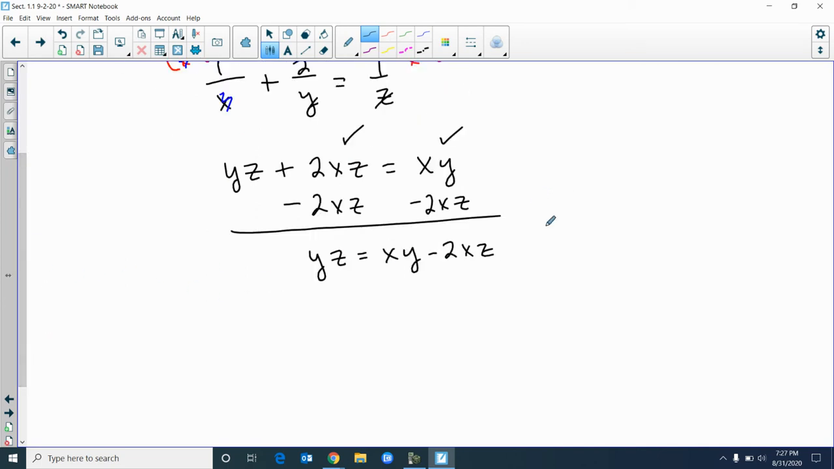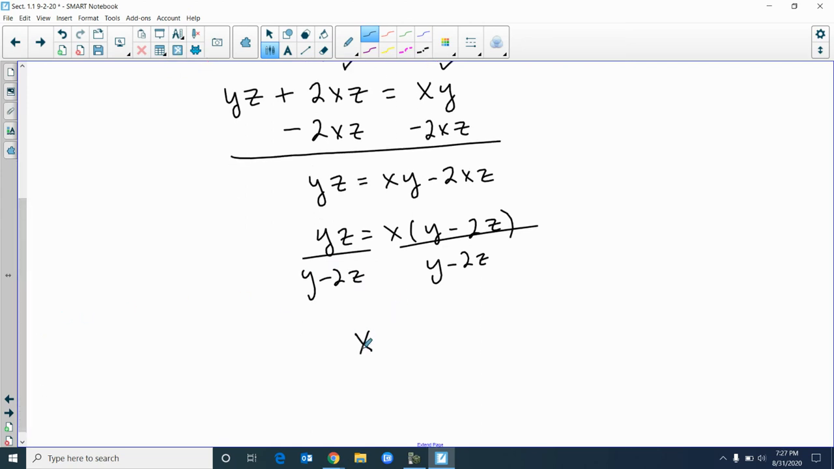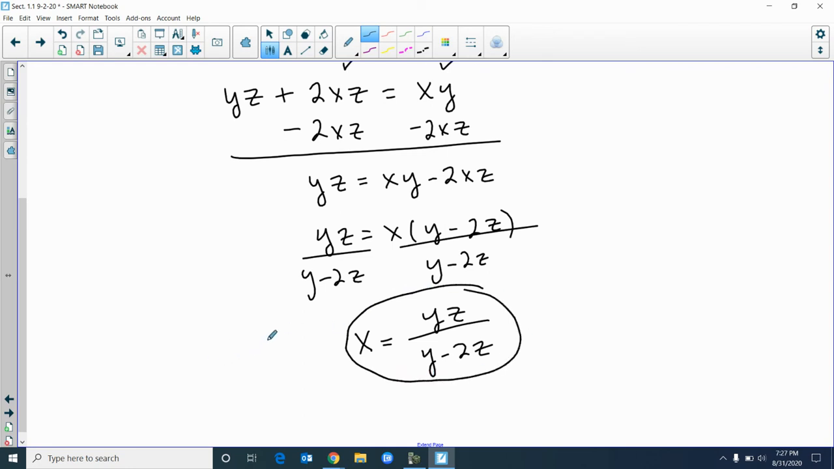Okay, get everything with the variable you're solving for on one side, everything else on the other. Factor out the variable we're solving for, so I get y minus 2z. And now I divide by y minus 2z. And I'm going to write this as x equals yz over y minus 2z. Okay, that'll be it then.